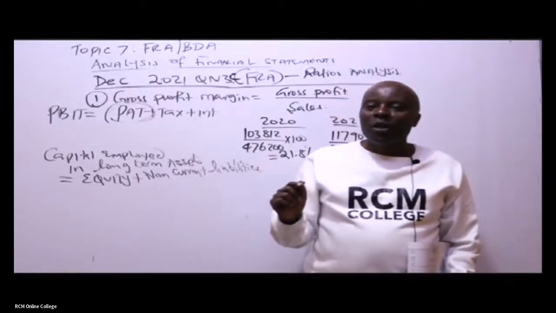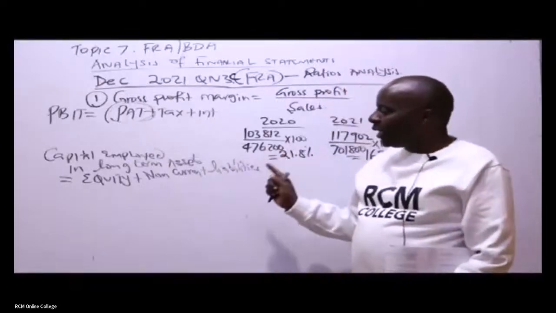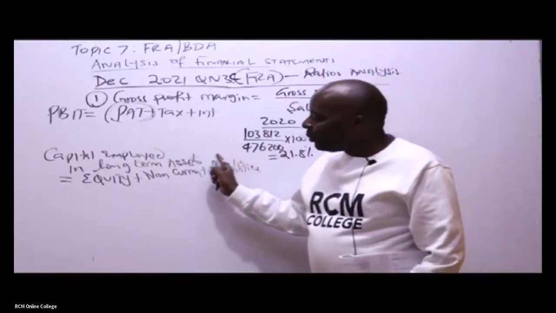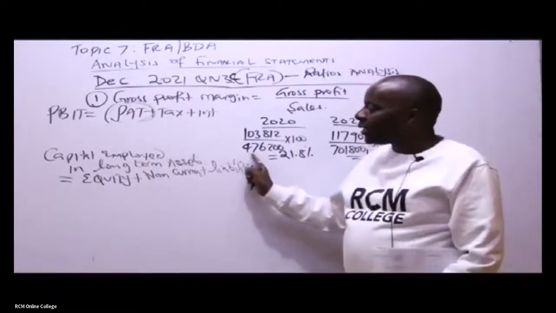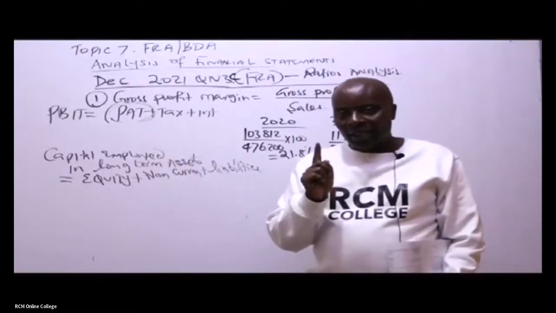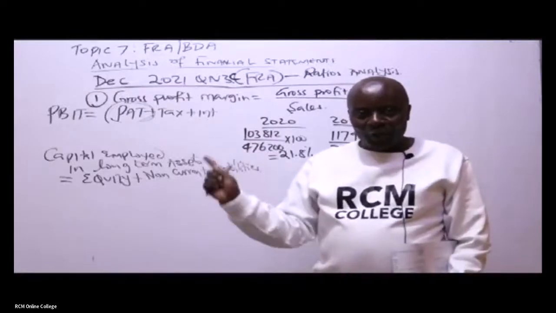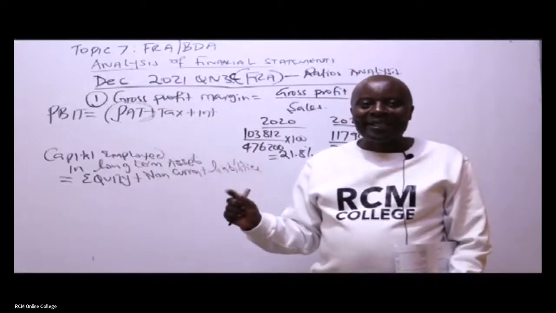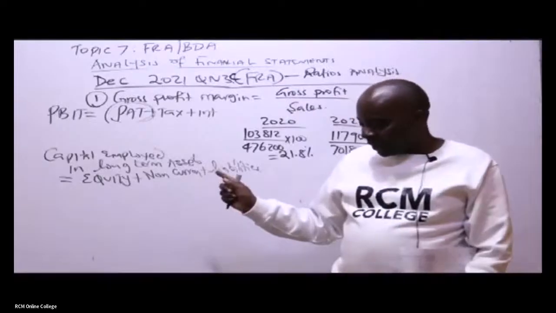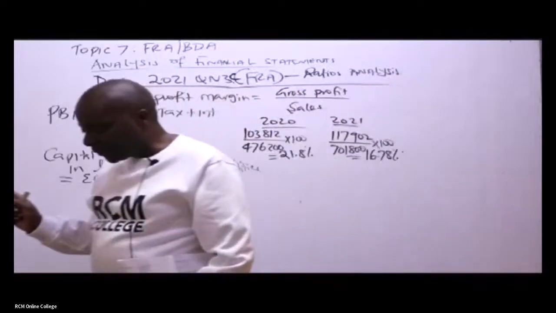So if I were you, and I happen to be a member of UDA, automatically I'll write this somewhere and ensure that I highlight this using a yellow colored highlighter. If you're coming from the other side, use whichever color, but most importantly you must highlight. This is very, very important. That's capital employed in long-term assets.